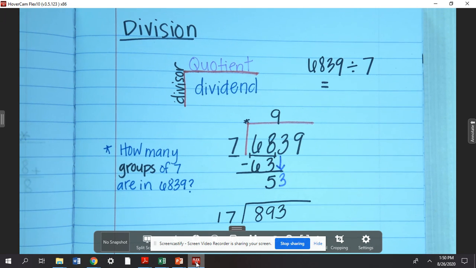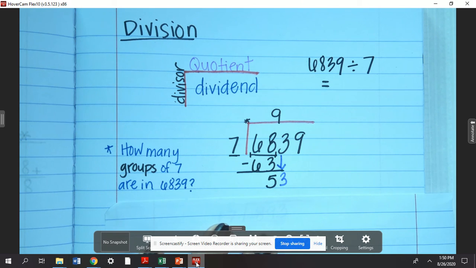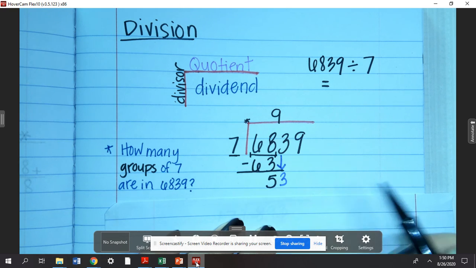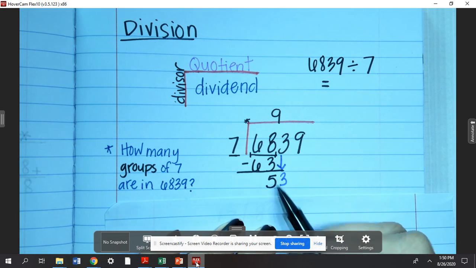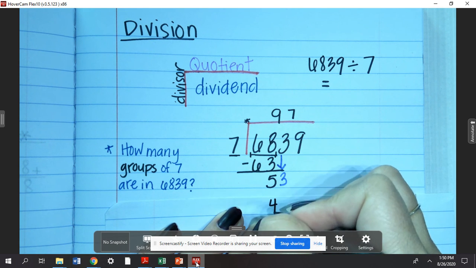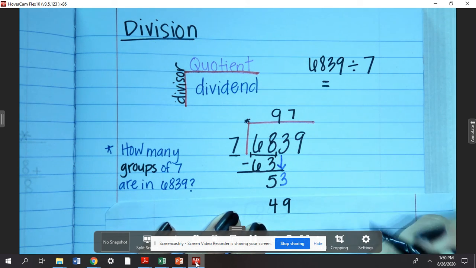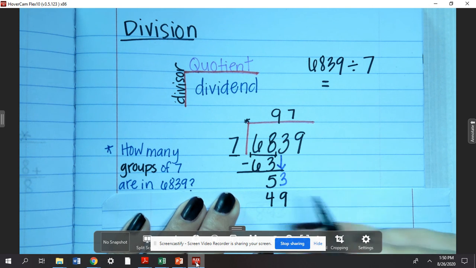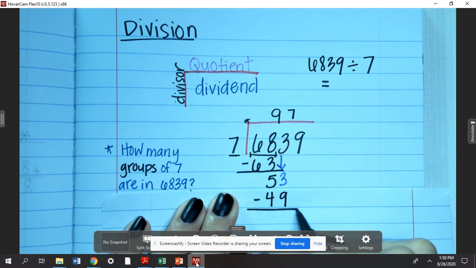So I'm going to get a piece of paper and cover that. How many groups of 7 are in the number 53? So what number is close to 53 when I multiply 7 times? I know that 7 times 7 is 49. Okay, so 7 times 7 is 49. It's close to 53 without going over.